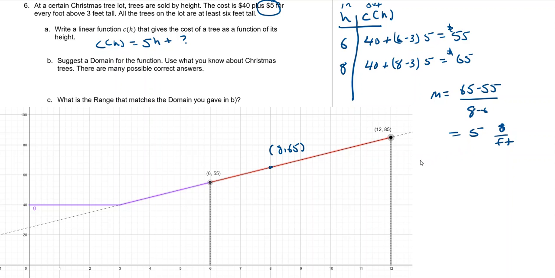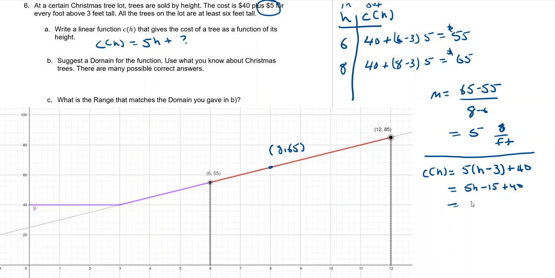Actually, the intercept for this thing is not 40. It's tempting to think it's 40, but technically the function looks like this. C of h is equal to 5 times the number of feet above 3. So we have to subtract 3 from whatever height we have, and then that's plus 40. So that looks like the intercept here, but when we clean this up, you get 5h minus 15 plus 40.